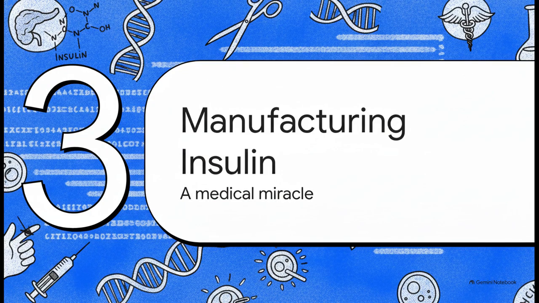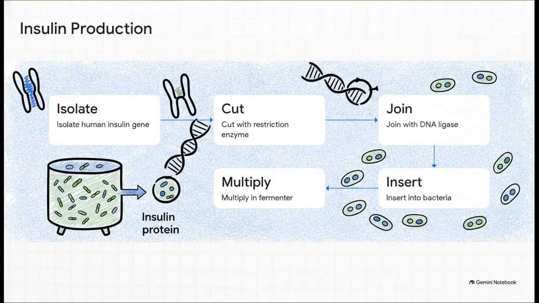Let's hit Section 3, Manufacturing Human Insulin. Before this technology existed, diabetics actually had to rely on insulin extracted from the pancreases of pigs and cows. It was a super slow, really expensive process. But step by step, genetic engineering completely changed the game. First, we isolate the gene for insulin production directly from a human chromosome.